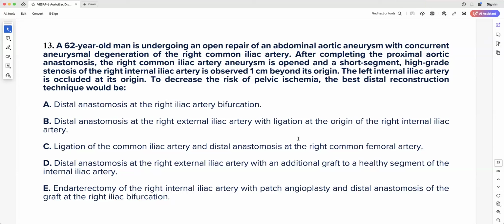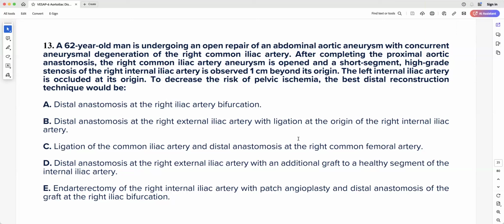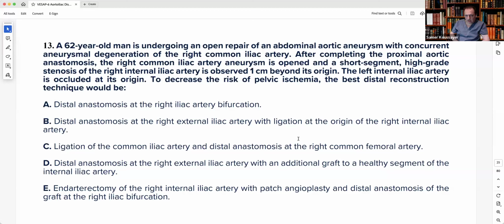B, distal anastomosis at the right external iliac artery with ligation at the origin of the right internal iliac artery. So you're doing a bypass between the right external and the right internal. Could be one of the options. Is this correct? Do you do it this way? I'm not sure. The origin of the right internal iliac artery is ligated.